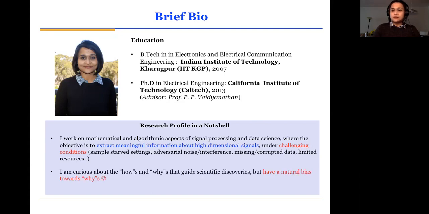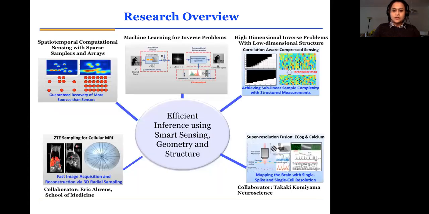So I like to ask questions like how something is done and why something is true, but I have a natural bias towards understanding why and why not, okay, beyond the hows. So the central theme of my research is, as I said earlier, efficient inference using a combination of design of the sensing strategy, and also design of the algorithm that can work hand in hand with the sensing strategy. So this research can be actually broken down into some concrete subtopics. I've tried to do that in this slide.